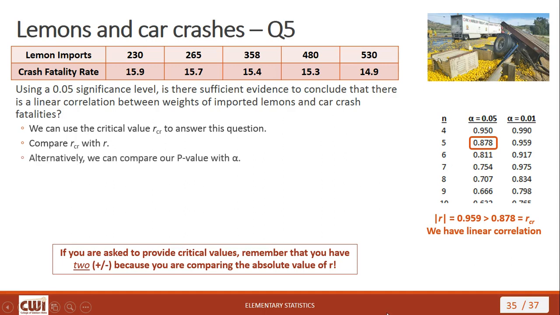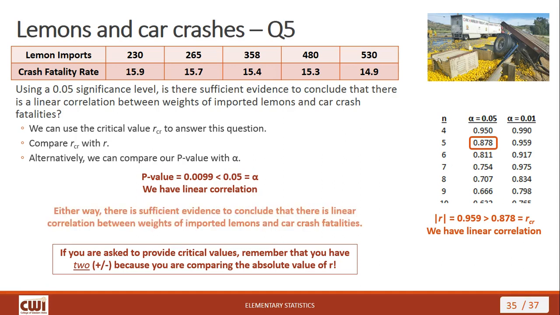Now, instead of comparing the test statistic with the critical value, we could compare our p-value with alpha. So back in the results window from StatCrunch, we had a p-value of 0.0099, which is less than our significance level. Therefore, the area represented by our p-value can fit inside the area represented by alpha. Therefore, we are inside the critical region. We reject H0. We do have sufficient evidence to support the claim of linear correlation. So either way you look at it, you get the same conclusion out of it.